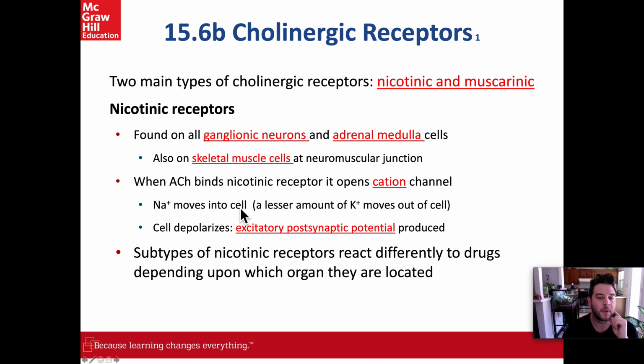It helps me. When acetylcholine binds a nicotinic receptor, it opens cation channels, so sodium moves into the cell and the cell depolarizes. Again, we know this, we've done muscle contraction. It gives you an excitatory postsynaptic potential, hopefully for a full depolarization if that's what's needed. Subtypes of nicotinic receptors react differently to drugs depending on which organ they are located in. So location is a big important thing. Just because it has the same receptor as a skeletal muscle cell doesn't mean that it's going to respond the same if you are in your liver.